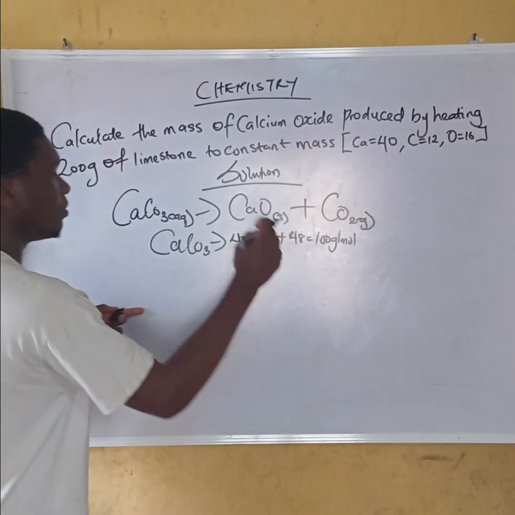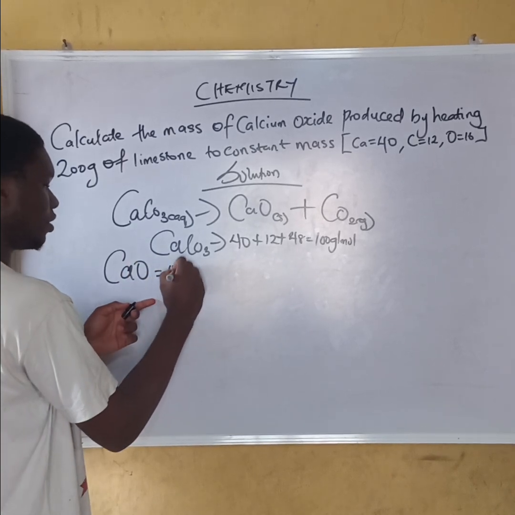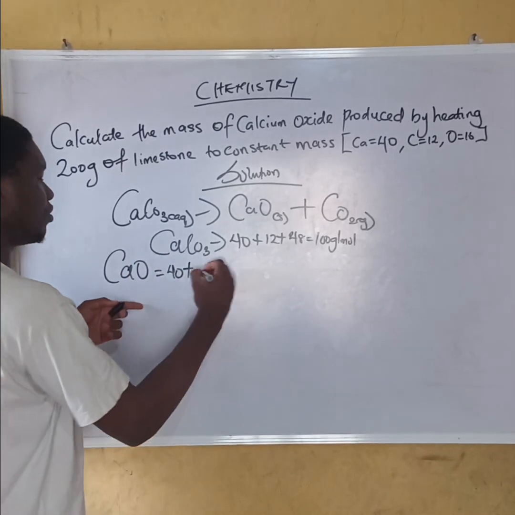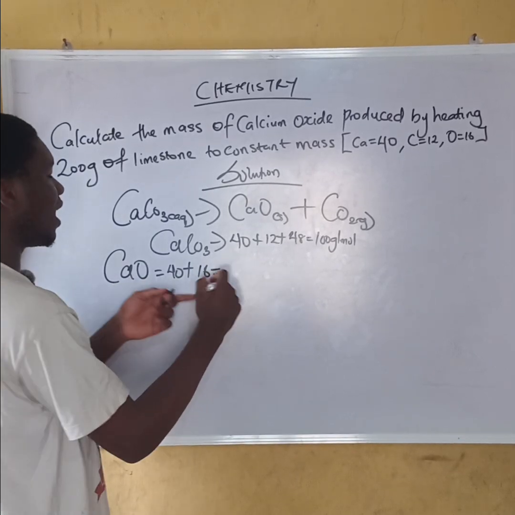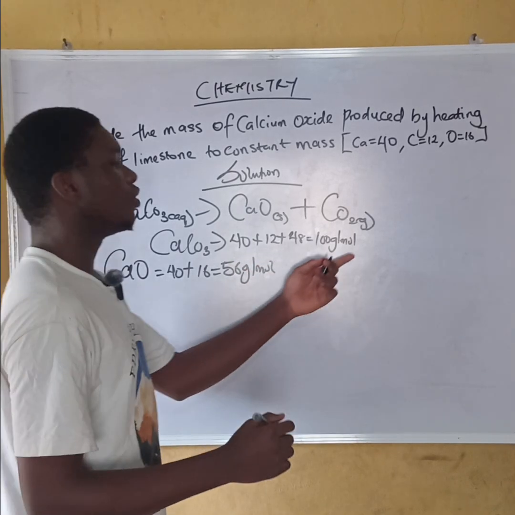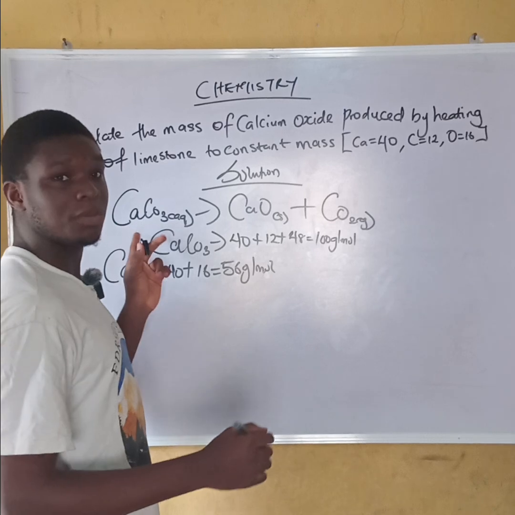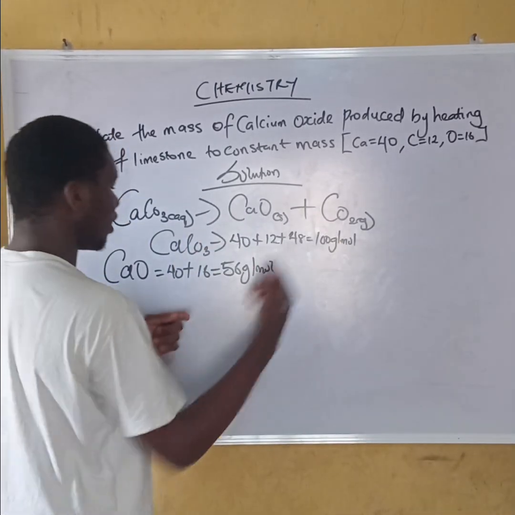So now moving on, the same thing goes for the calcium oxide. The calcium oxide will be 40 plus oxygen, which is 16. We have 1 mole of oxygen, 16. So if we add this, we have 56 per mole. Now I've gotten the molar masses of calcium carbonate and calcium oxide. So now we relate it to this particular equation.